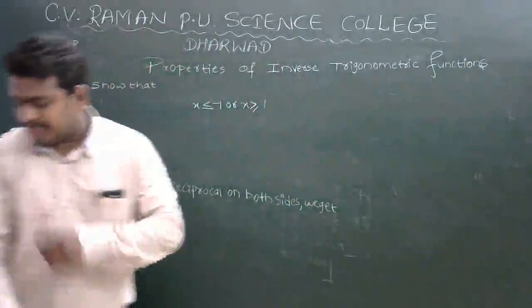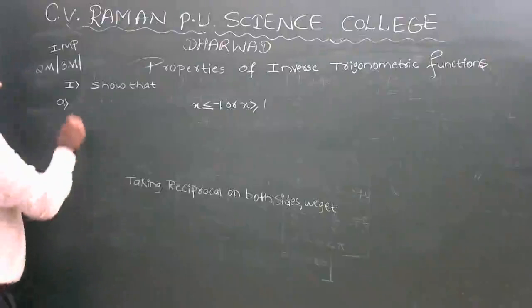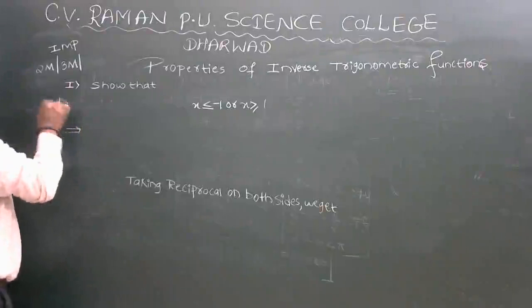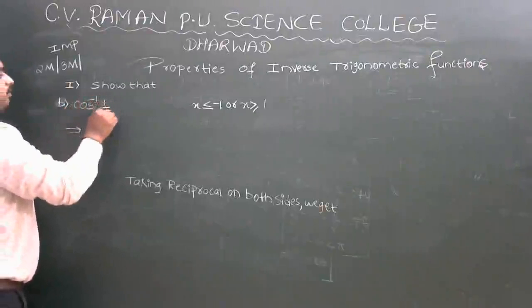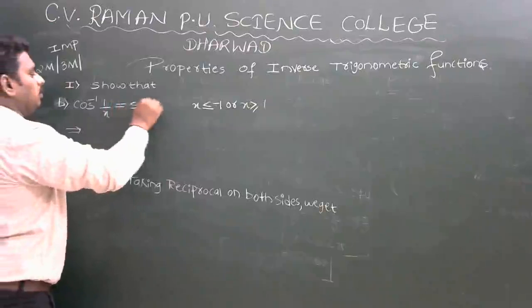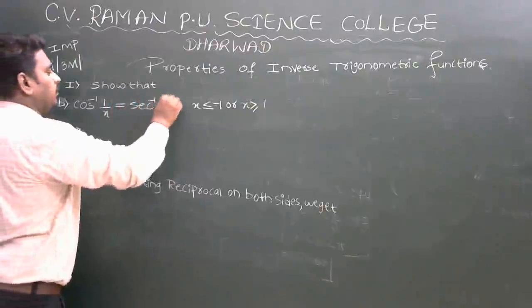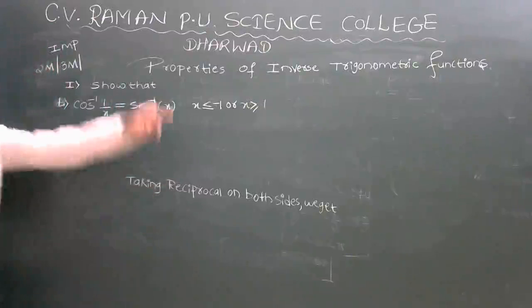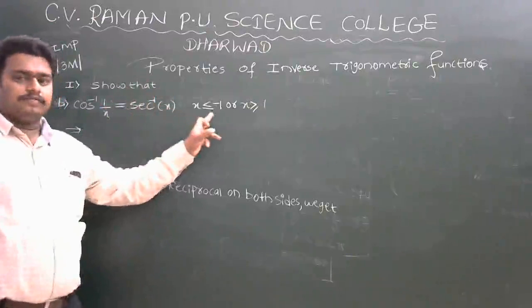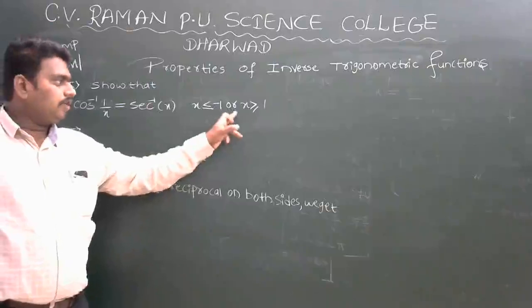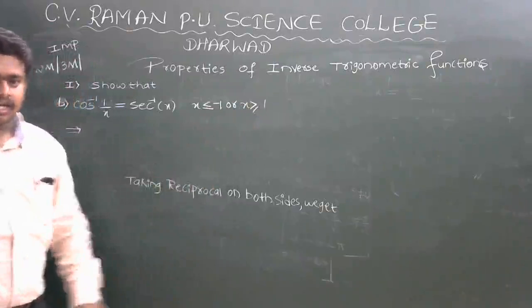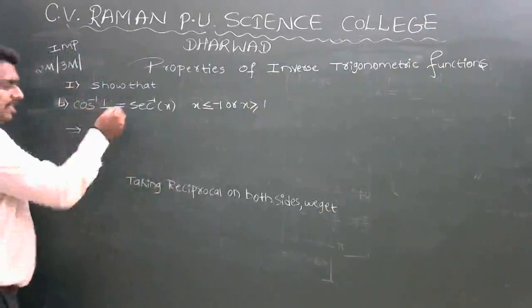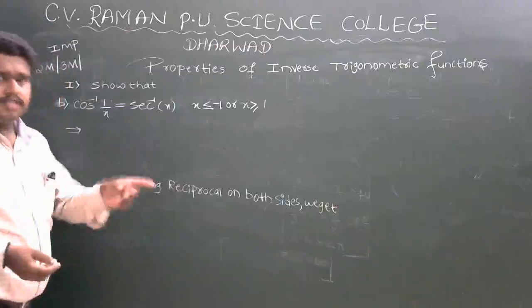Okay, what does the second property say here? The second one is cosec inverse of 1 by x equals secant inverse of x. The condition remains the same: x is less than or equal to minus 1 or x is greater than or equal to 1. Again we are going to follow the same procedure.